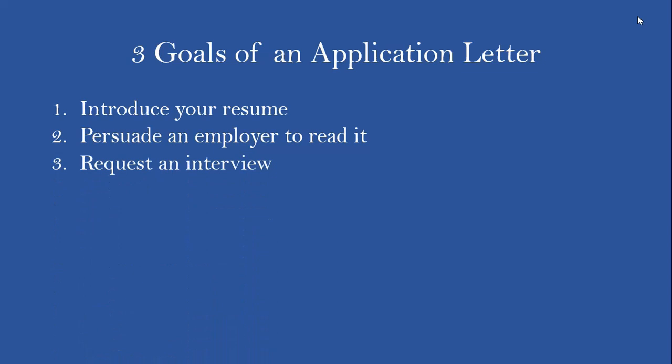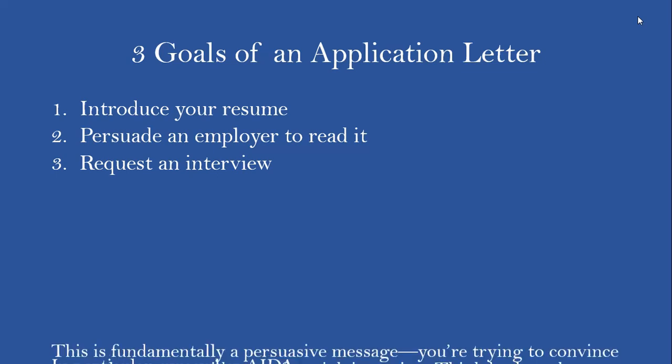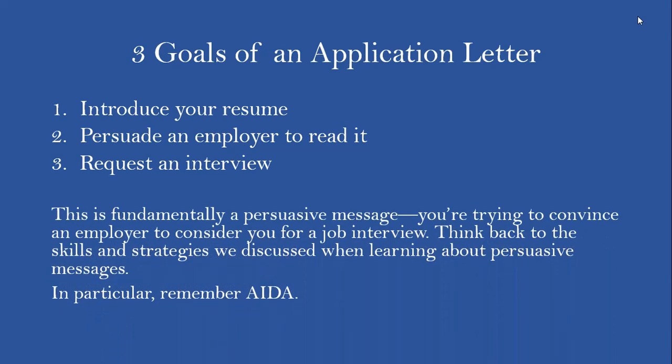We'll go back over the ADA structure in just a minute, but the last A in ADA, as you hopefully all remember, is action. The action that you want your reader to take is fundamentally to offer you an interview. So again, this is a persuasive message. You want to be thinking about this in terms of the ADA structure specifically, but you also want to be thinking about ethos, pathos, and logos. You want to be thinking about how you build your credibility and how you present yourself as a writer. You want to be thinking about your reader's emotions, needs, and values, and you want to be providing and interpreting evidence to prove your claims.